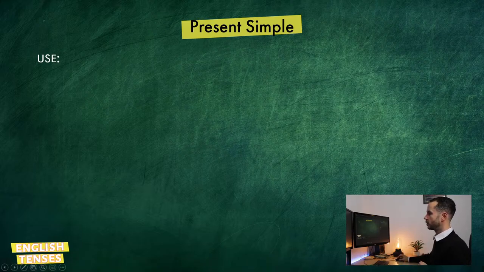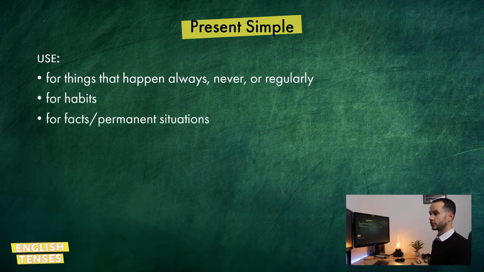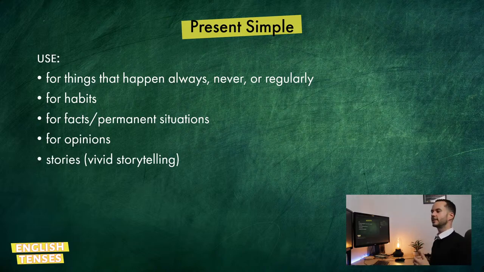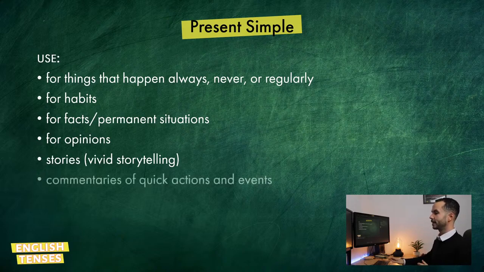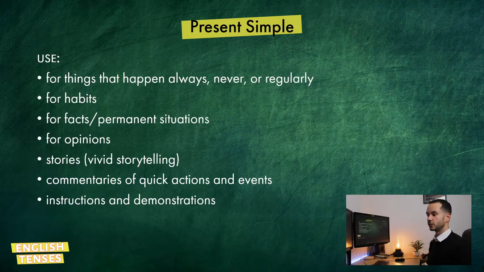So, we use the present simple for things that happen always, never, or regularly. But also for habits and for giving facts and permanent situations. We also use present simple for opinions and for stories, which is related to vivid storytelling. When you're telling a story in present simple, the idea is to create a nice storytelling experience. And when we want to give commentaries on quick actions and events, we also tend to use present simple. We can also use present continuous here, but we'll look at the difference later on. And when we're giving instructions and demonstrations, we also use present simple.